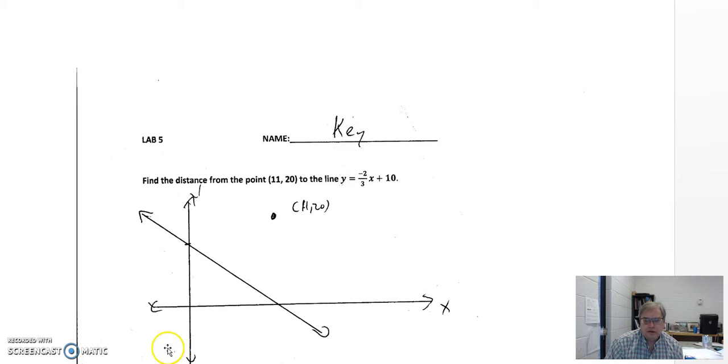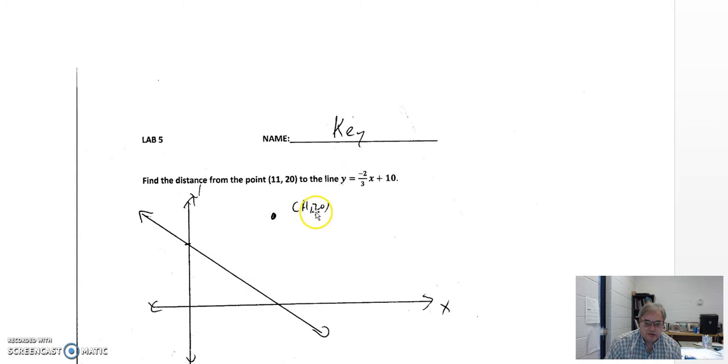Okay, so I'm going to talk about a solution to this Lab 5 that we just did, where I made you struggle a little bit with problem solving. And the question is, find the distance from the point (11, 20) to the line y equals negative 2/3 x plus 10. And I want to really emphasize the fact that labeling everything is great and putting numbers on everything is great, but it's not going to help you necessarily know how to solve this algebraically.